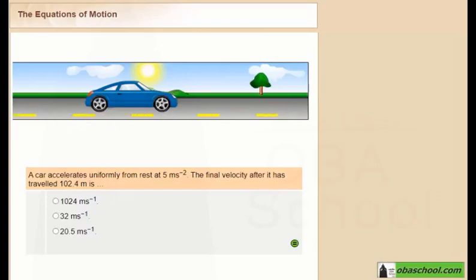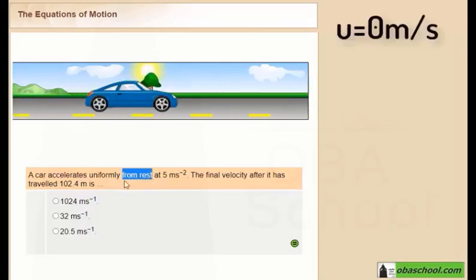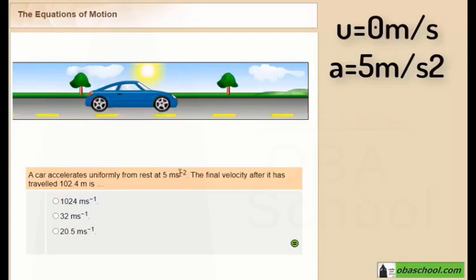I'm gonna reread it. A car accelerates uniformly from rest at 5 meters per second squared. From rest means that the initial velocity is equal to 0. So 5 meters per second squared is the acceleration, and the initial velocity is equal to 0. The final velocity is unknown. We're going to calculate it.